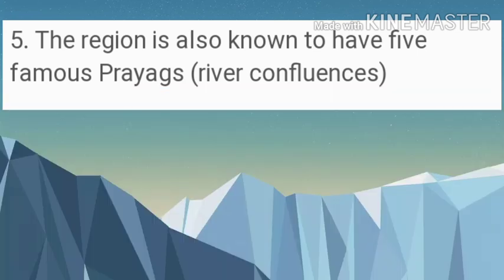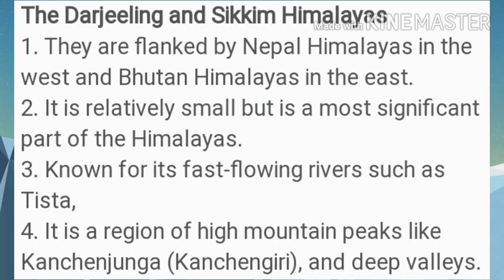The next part of our northeastern mountain is the Darjiling and Sikkim Himalayas. The Sikkim Darjeeling Himalayas contain the stretch of tectonically active eastern Himalayas. It is composed of 3 main tectonic units: Higher Himalayas, Lower Himalayas and Shivalik. It is a region of high mountain peaks like Kanchenjunga or Kanchengiri and deep valleys.